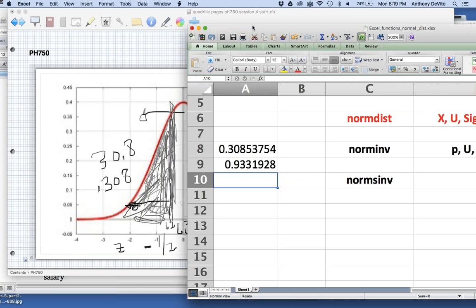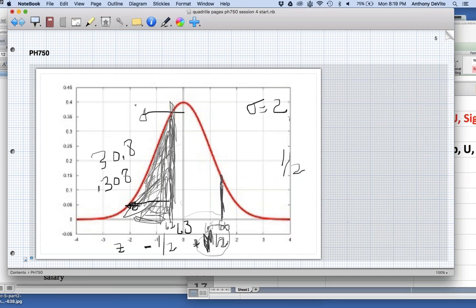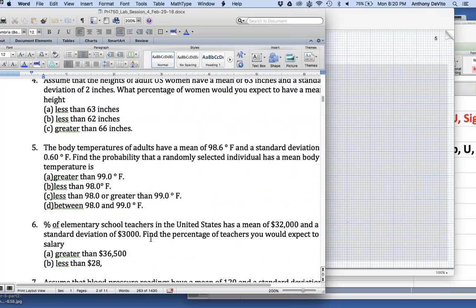Okay, is that the answer to this problem? No, it gives us the area to the left, right? So it's 93%, that leaves 7%. So 7% of the population is taller than that number.